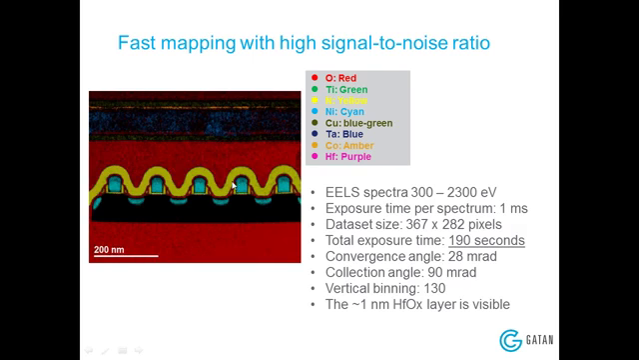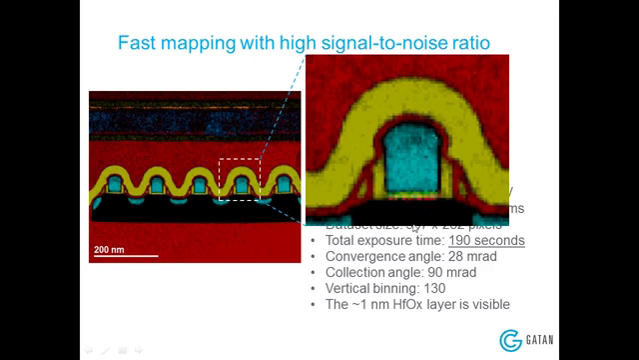Over a pretty large area, we still have enough spatial resolution to look at details in the gate oxide region. You can still see the hafnia oxide layer, which is about 1 nanometer. So without going to higher magnification, we can still get all of our information, going pretty fast over a big area.